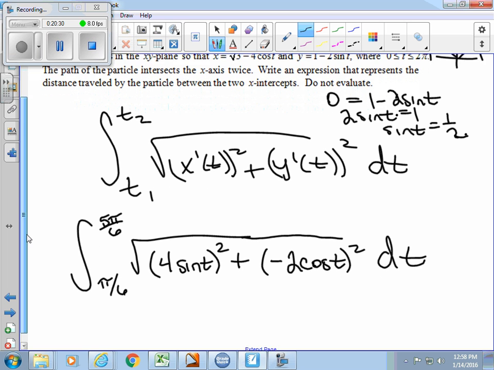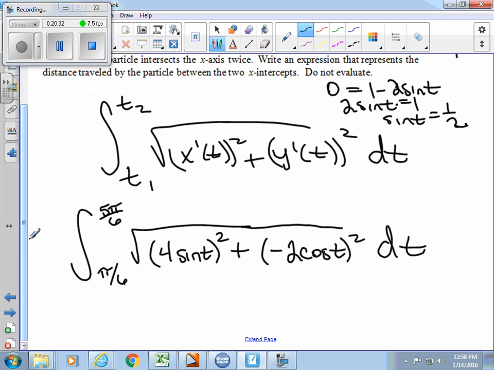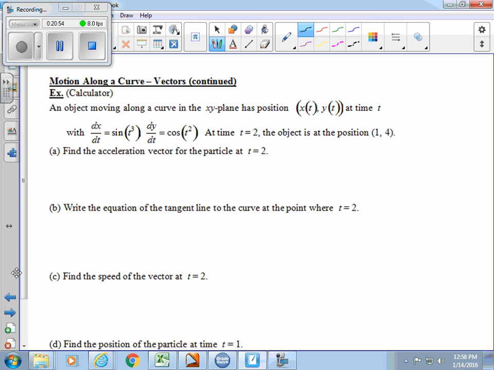This one would not be one you'd be asked to evaluate without a calculator. However, if I change that 2 right there to a 4, that makes this very doable without a calculator because of sine squared plus cosine squared being 1. So they could have made this a non-calculator problem. They didn't, but they could have. Okay. Let's try this one.